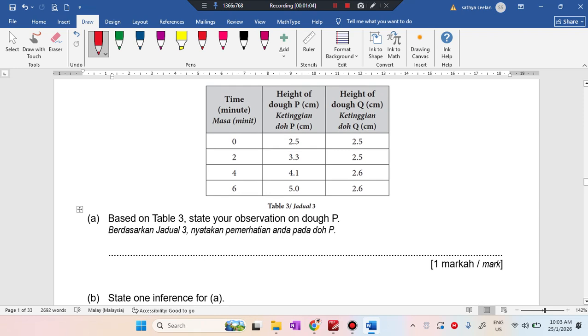Okay, so what is your observation on dough P? What can you tell? Yes, you start with your responding variable. Height of dough P increases drastically. Okay. Height of dough P increases drastically.